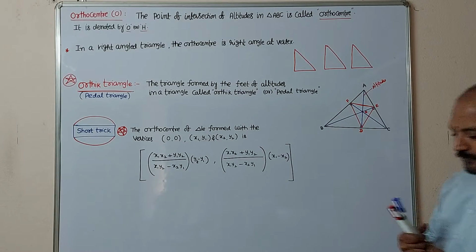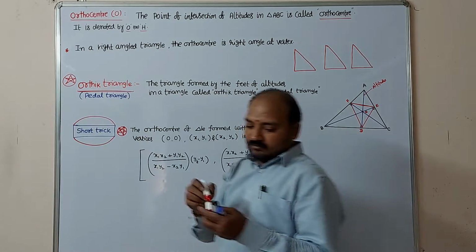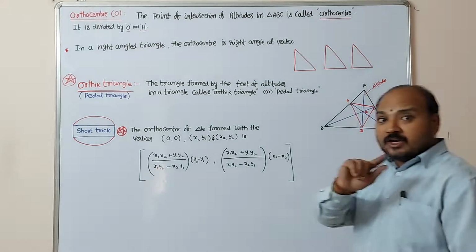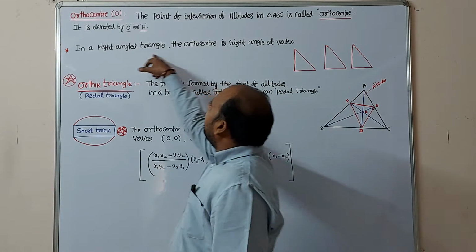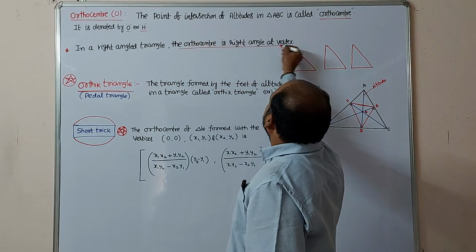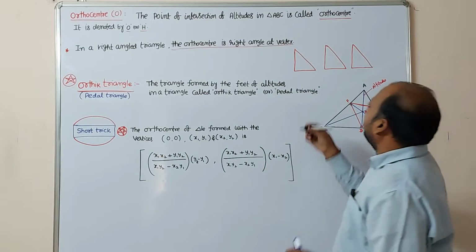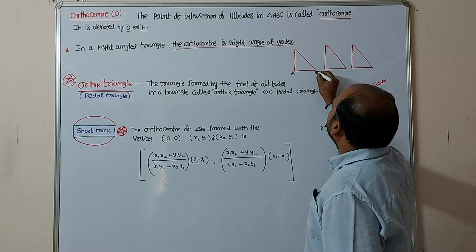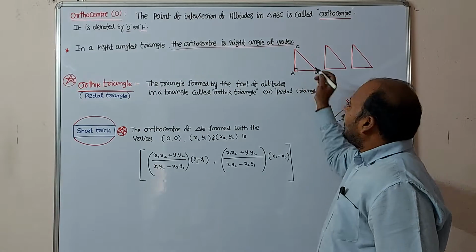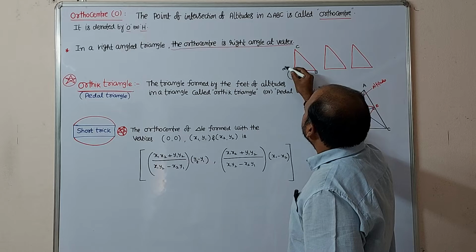After that, orthocenter especially is a particular case of right angled triangle. For other triangles, we will do it a different way, the general method only. For the right angled triangle, the orthocenter is the right angle vertex. See, for example, here I have drawn three right angled triangles, ABC. Right angle at vertex A here, no? So, if the right angle is at A, therefore A is called orthocenter in this case.